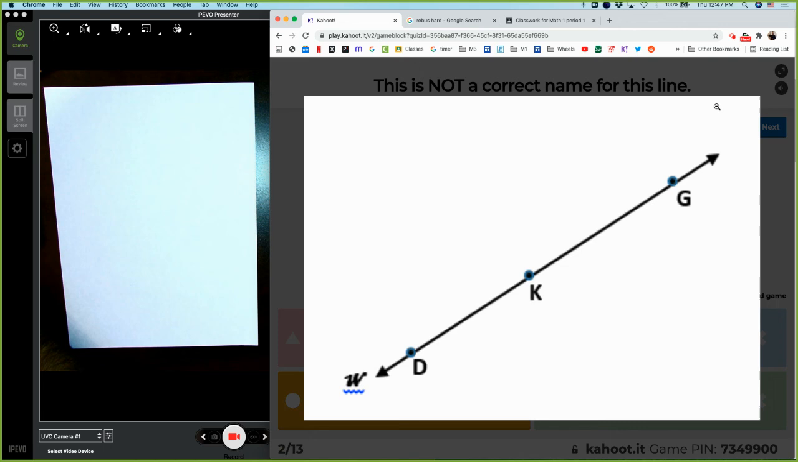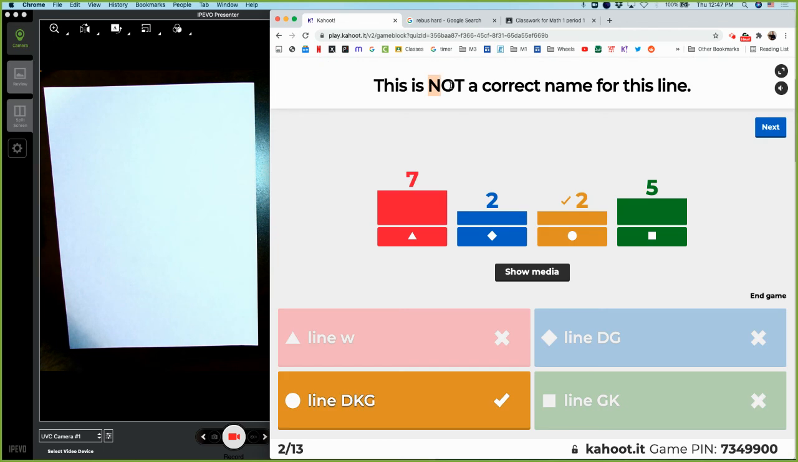And maybe that was not reading it, seeing that this is not a correct name. I think that's what happened, guys. Okay, so just note, 3 letters? Nope, because only 2 of us got that.